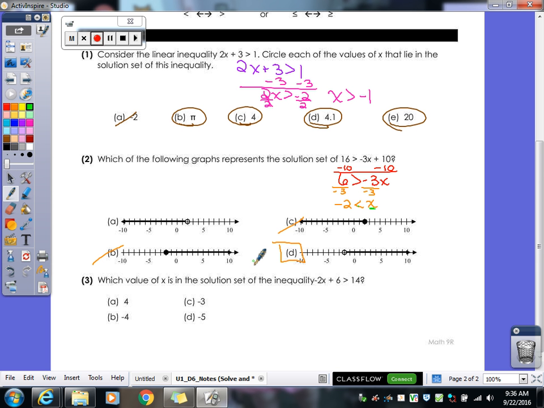This one was shading the wrong way. See, that's why I say you've got to pay attention. The variable's not always on the left, so you can't always follow the arrow. It's not always right.